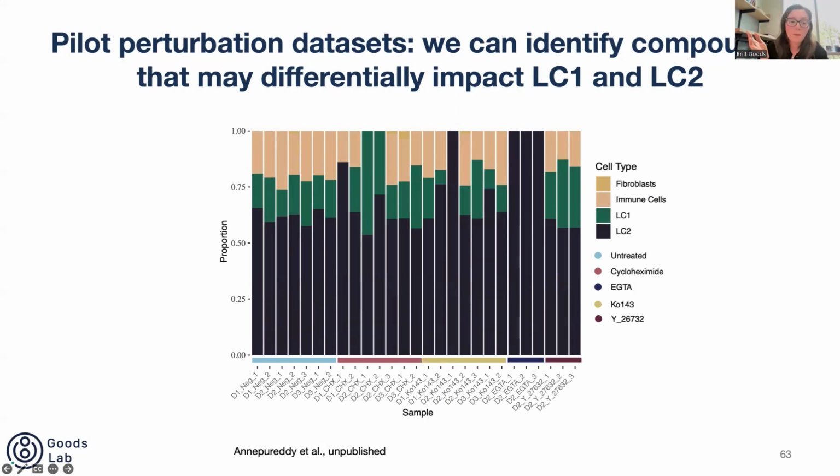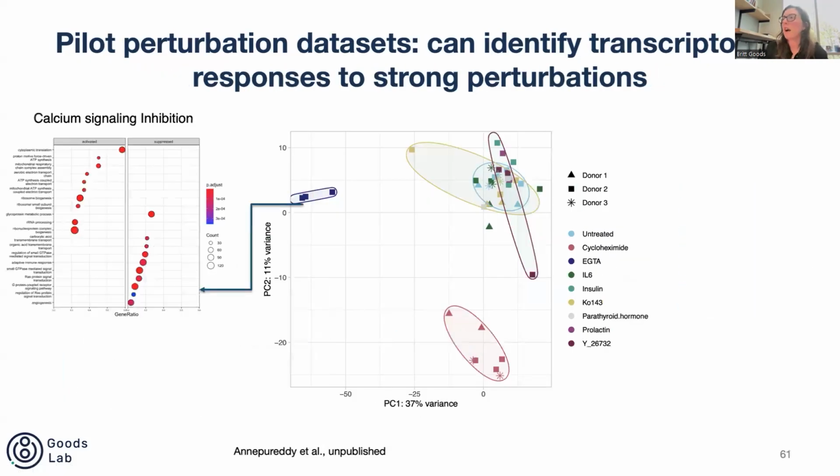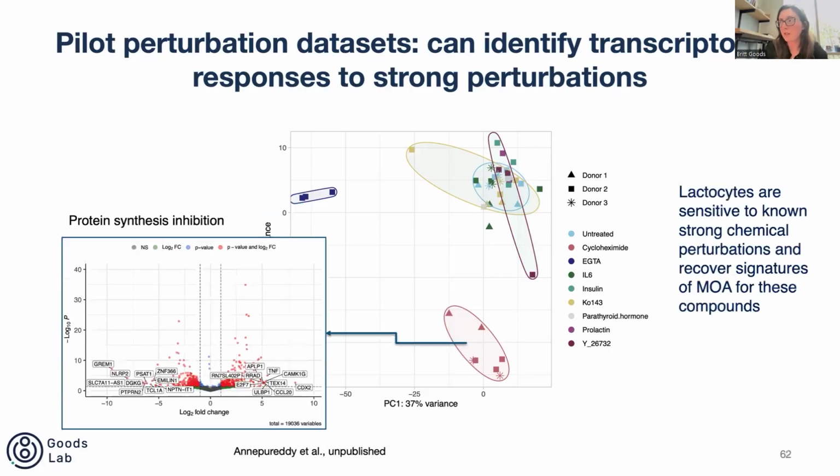This is important because we can start to figure out how some of these compounds actually differentially affect our LC1s and our LC2s, since both of them are important for milk production and function during lactation. So we need to understand the impacts on both of these cell types.